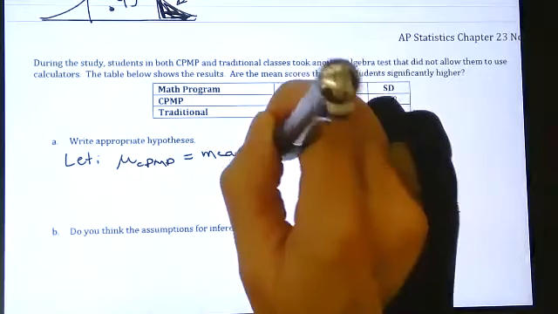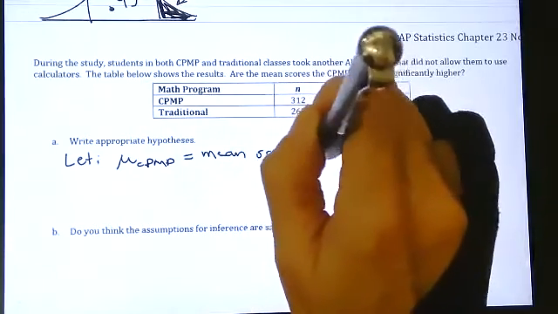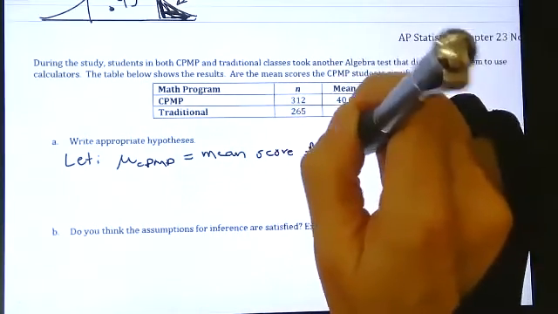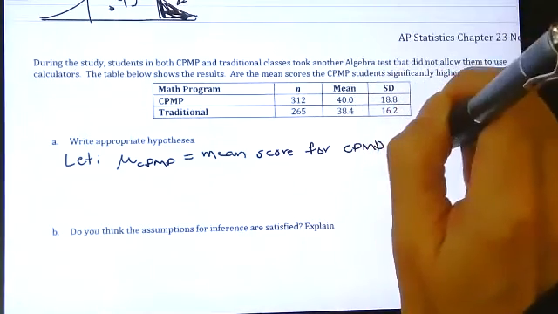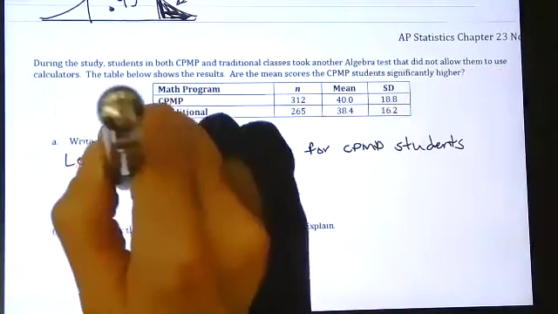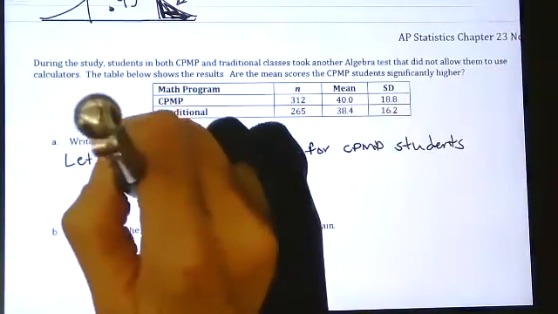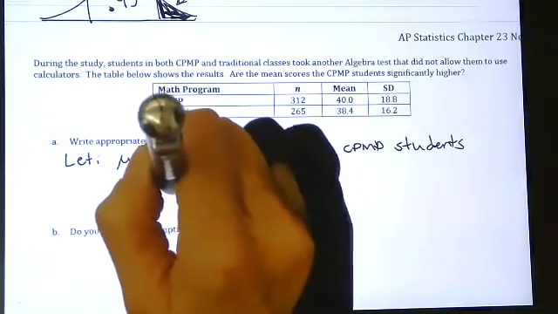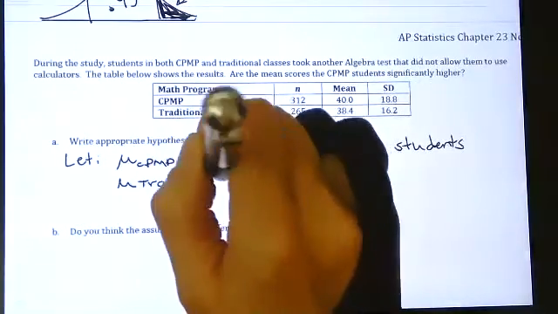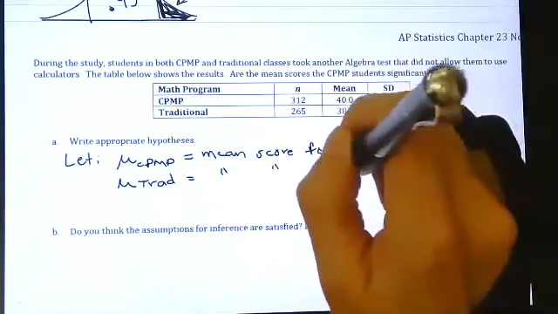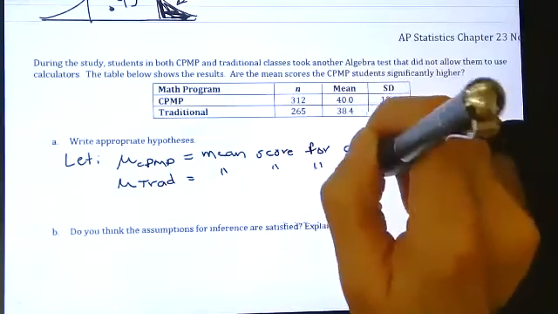Mean score for CPMP students. And this would be all students that ever could be taught using CPMP. I don't know why I have trouble saying that. And this would be the mean score for traditional students.